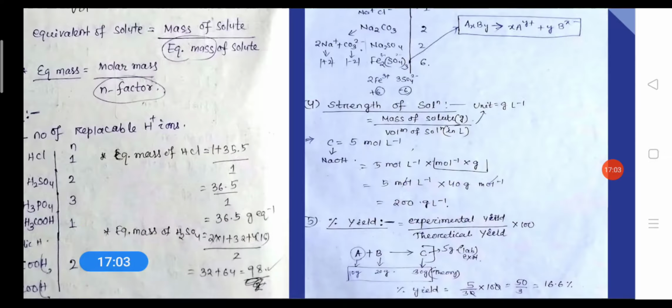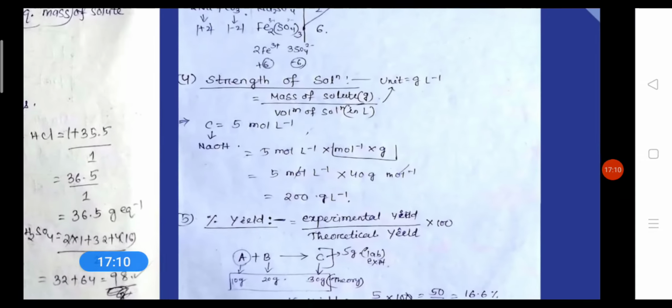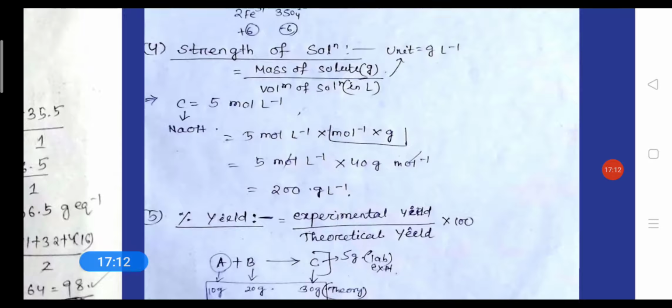Okay, then two more terms are added here: one is strength of solution and another is percentage yield. What is strength of solution? How can we calculate strength of solution? In our practical classes, we have to determine the strength of solution. It is calculated in the unit of gram per liter, that is, what amount of substance is dissolved per liter. The formula is mass of solute divided by volume of solution in liter.